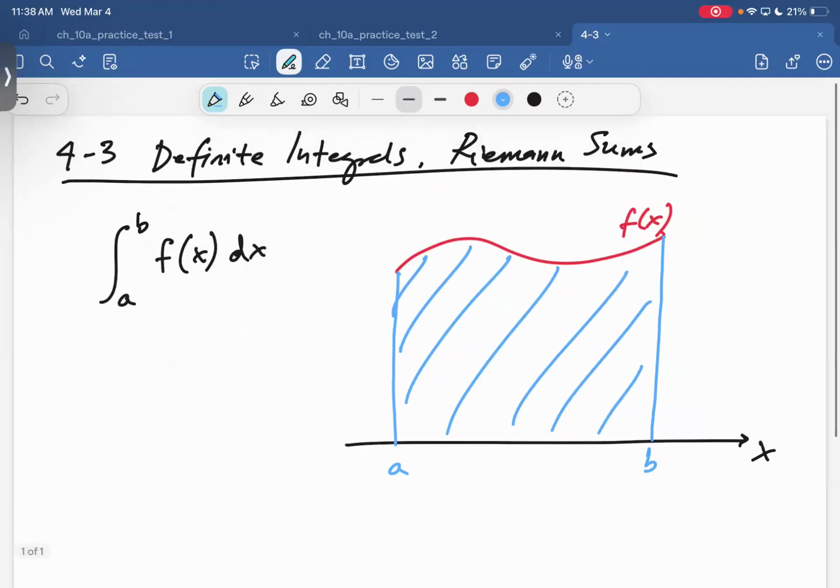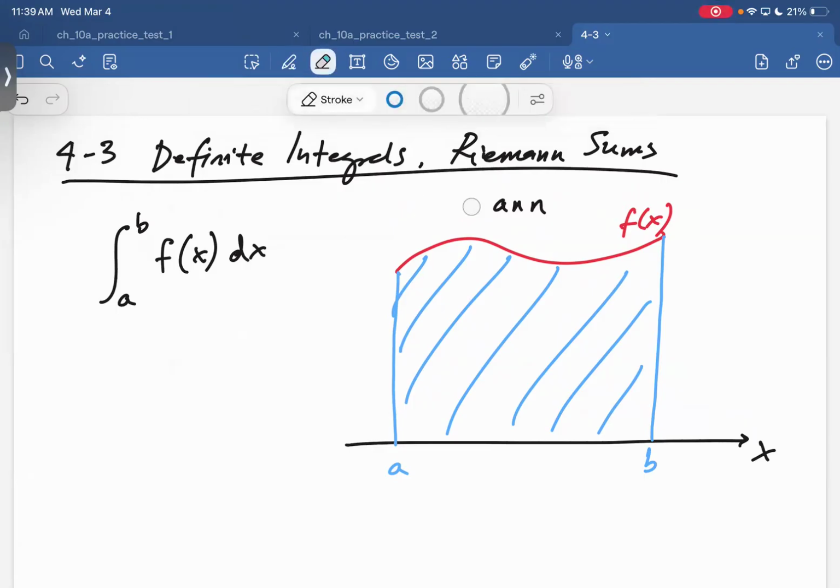Riemann. Riemann. It's a guy, some name.